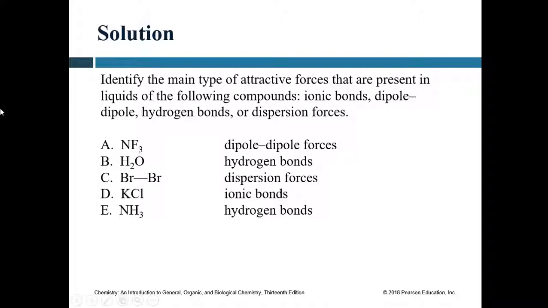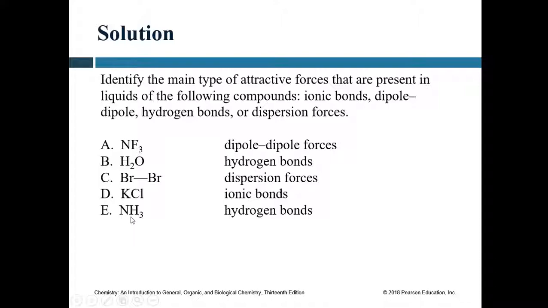Okay, let's go to C. Br2. Is it an ionic bond? No. Is it hydrogen bonding? No. Is it going to have a dipole? No. Why? Because whatever value Br is, minus that same value, is going to be 0, so it's not going to be a dipole. The only thing it does have is dispersion forces. Okay, KCl. The first one's a metal, so we stop right there. It's a very strong ionic bond.